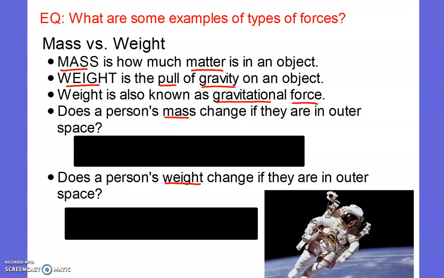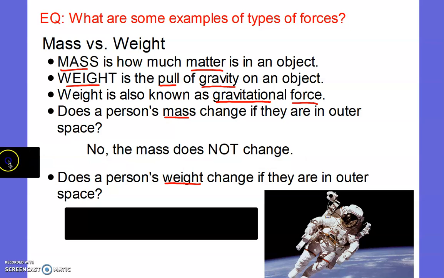Okay, welcome back. So does a person's mass change if they're in outer space? And the answer is no, the mass does not change. Remember, mass is really telling us the number and type of atoms that we have in our body. If I go into outer space, I still have the same types of atoms, and I still have the same number of atoms. So my mass does not change.